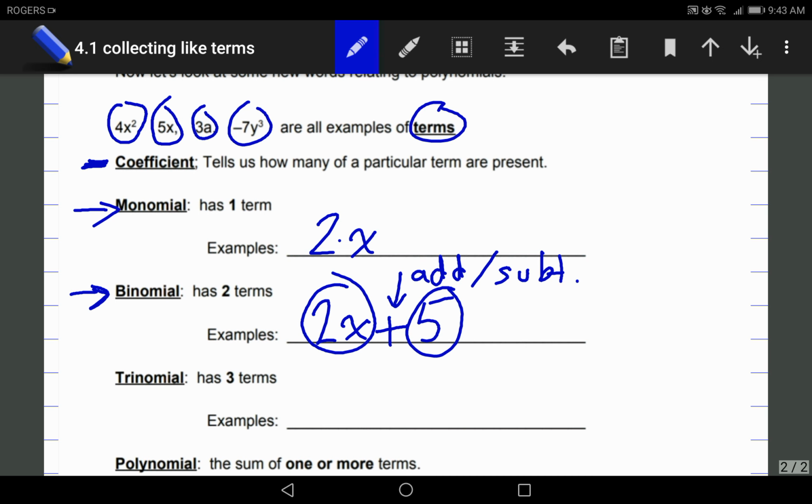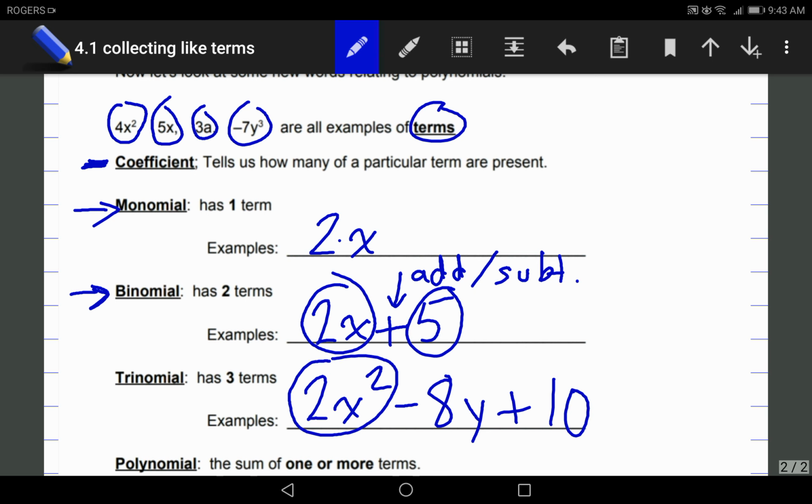A trinomial, 3 terms. Okay, so it could look something like this: 2x squared, let's say, minus 8y plus 10. That is a trinomial. It has 3 terms. Here's one term. Here's my next term, minus 8y, and then 10 is my next term. And notice that they're all separated again by a plus or minus sign. Okay, so there's a minus sign there and there's a plus sign there.